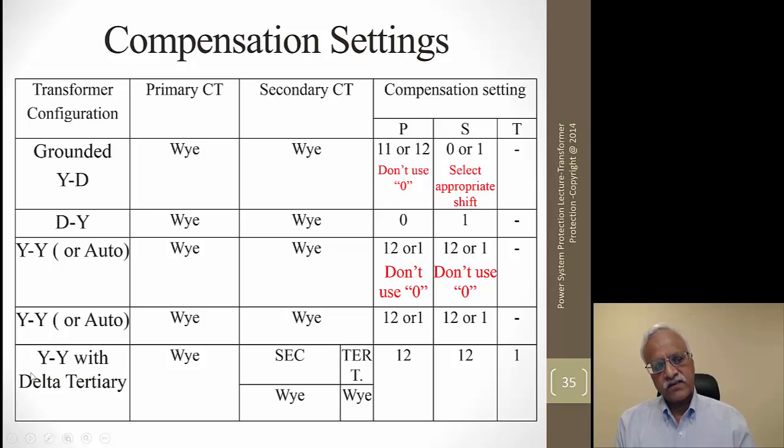And then you have YY with delta tertiary. Then you are using 1 for tertiary because it is a delta. Then it is lagging the Y side by 30 degrees. So we are using this 30, and we are taking away the 0 sequence components on the Y side.